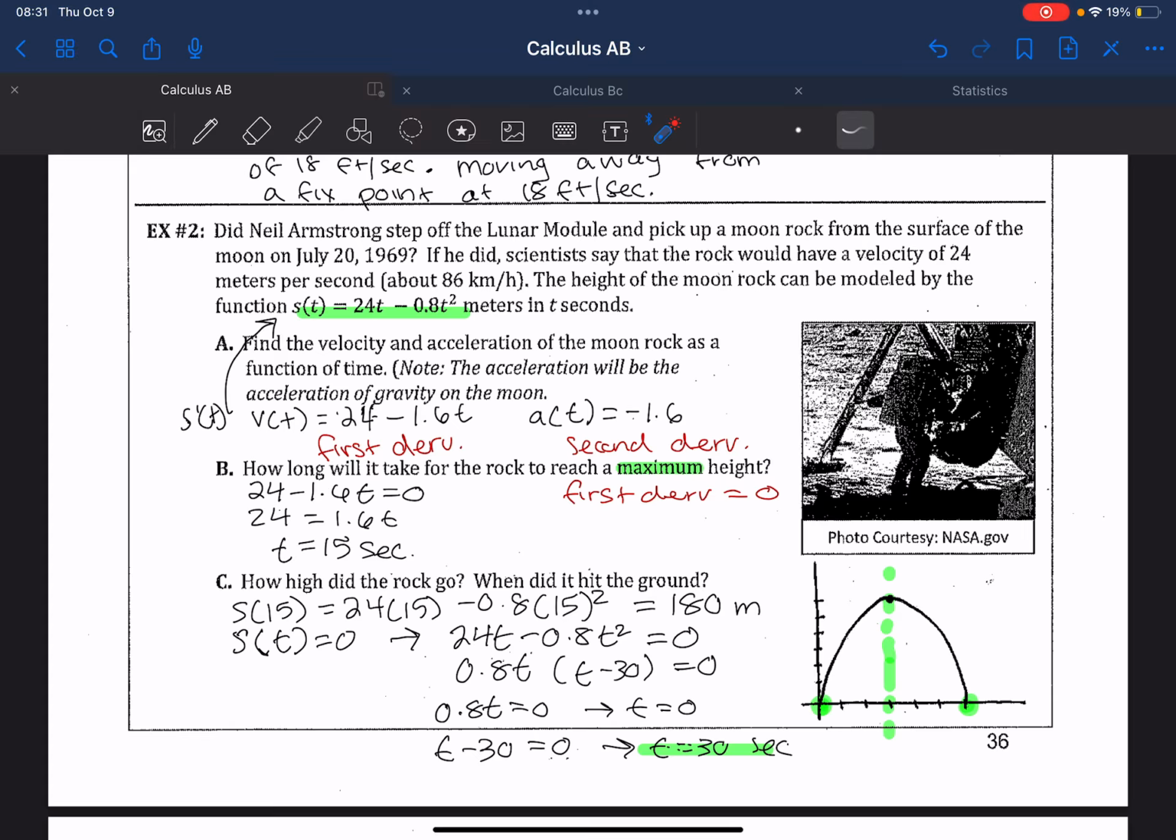Okay. I could also set this position function equal to 0 to tell me how many seconds it will take from start to finish. So when I throw the rock up until when it finally hits the ground. And when I set the position function equal to 0, I find that it is at time equals 30 seconds.